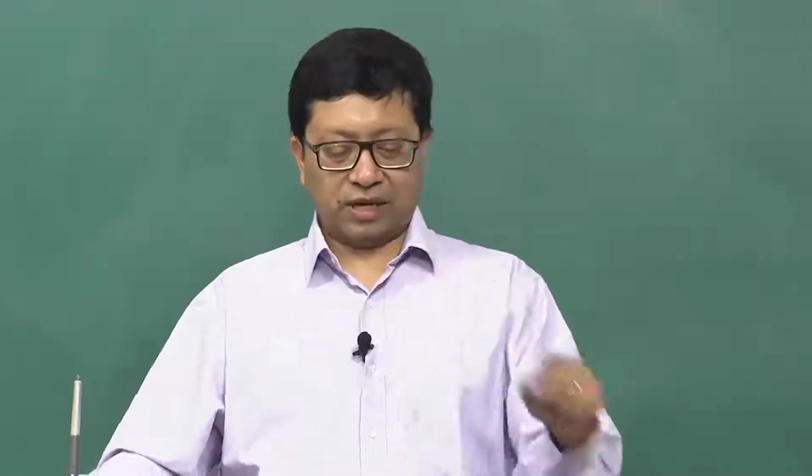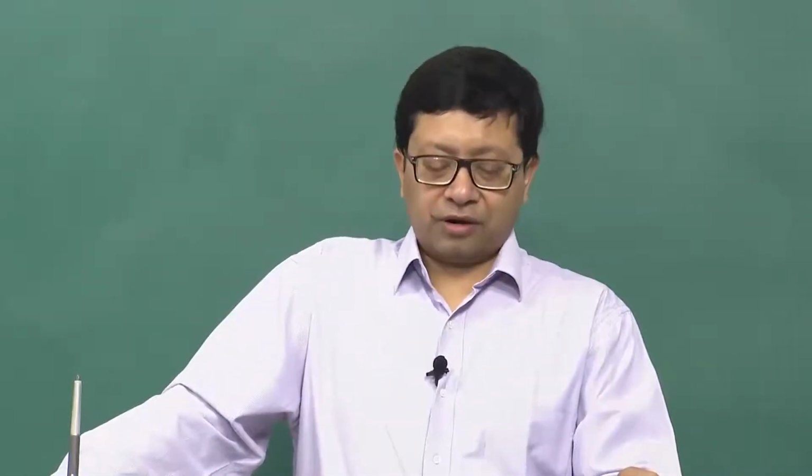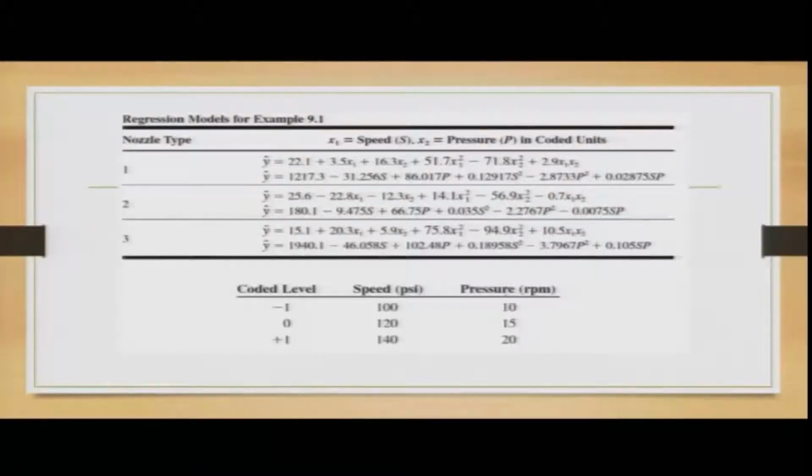So, try to understand that. The nozzle types are given, if you remember, of 3 types, 3 nozzle diameters, and the speeds. I am just repeating it: x1 would be the speed, x2 the pressure, in their coded units. So, in all these 3 cases you will have different regression models.